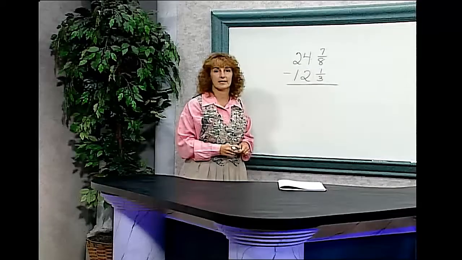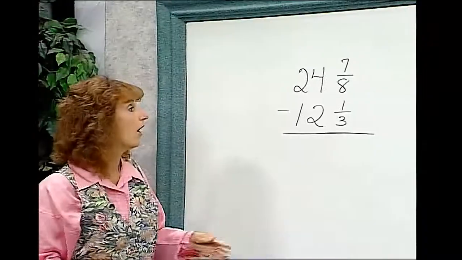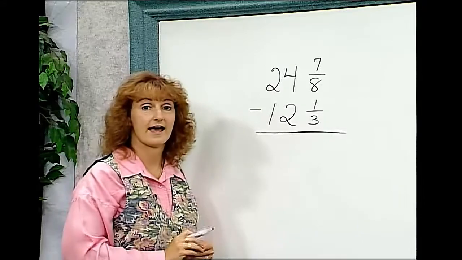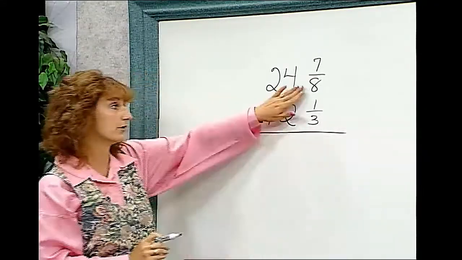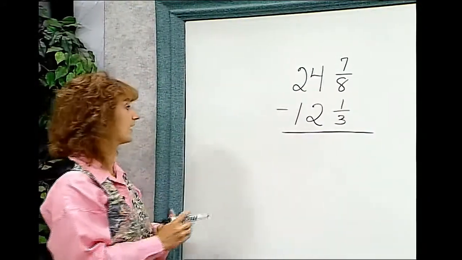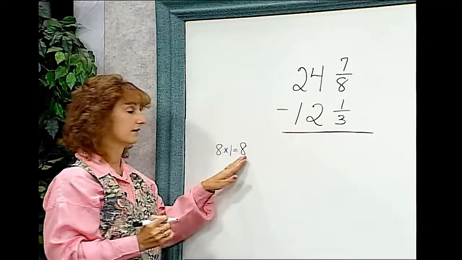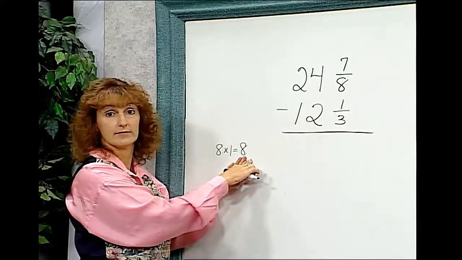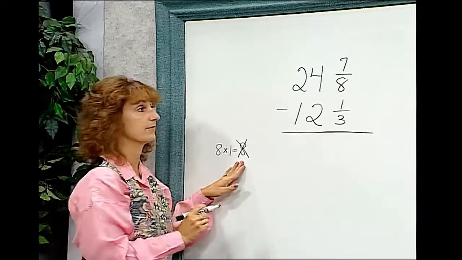Let's look at our second example, 24 7/8 minus 12 1/3. We first notice that we do not have common denominators. We need to have those. I'm going to look at the two denominators and choose the larger one, which is 8. I'm now going to go back to those multiplication tables that I have memorized. 8 times 1 equals 8. I have to say to myself, can 3 be divided into 8 evenly? Since the answer is no, I'm not going to use 8 as a common denominator.